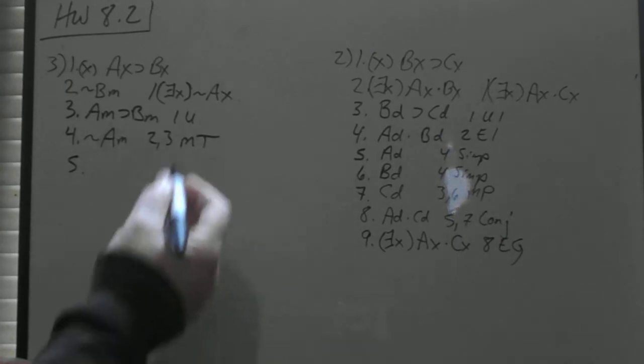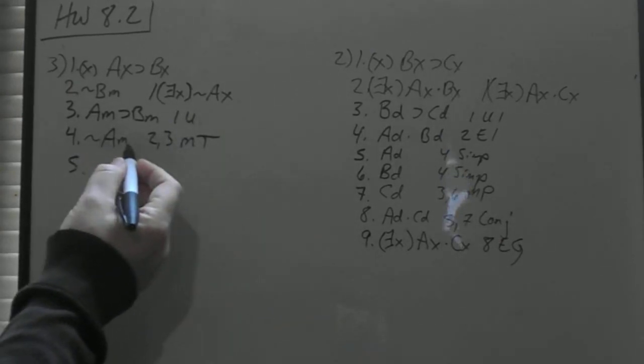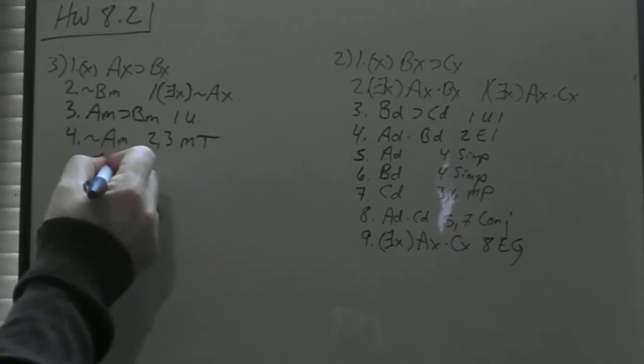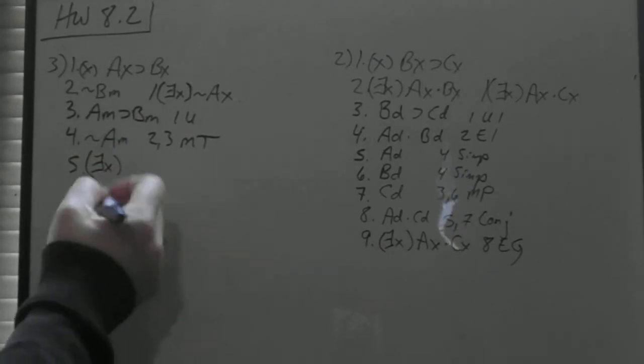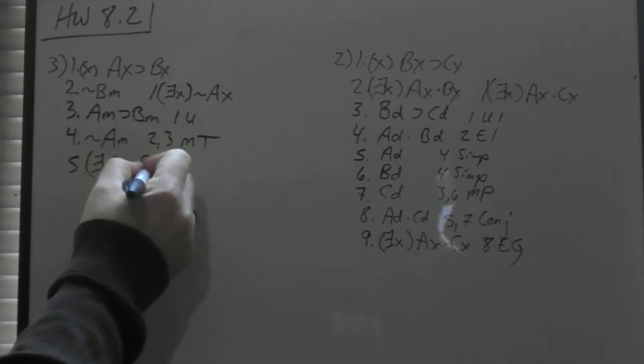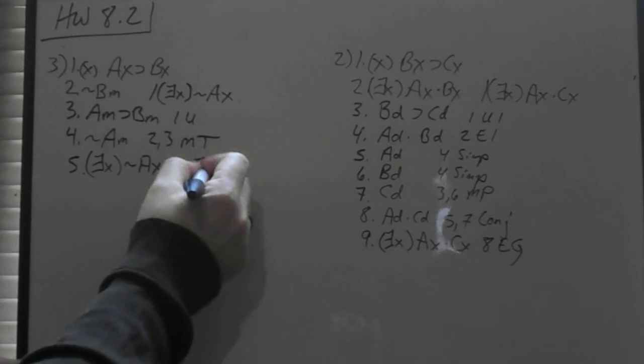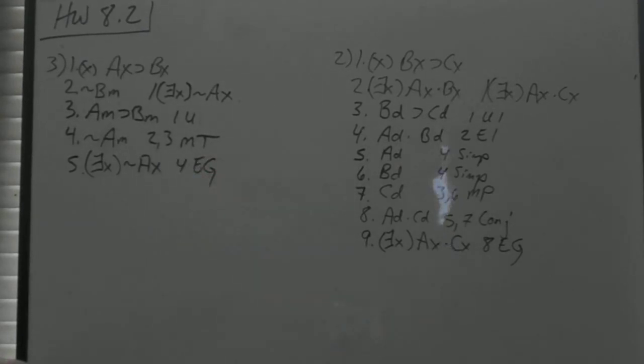Okay, so there, that makes it a lot easier. So we take the not AM, we do an existential generalization, add the quantifier, replace the M with the X, and so just like that, existential generalization, we've got our answer. All right, yeah, it's a lot easier when you copy them down right.